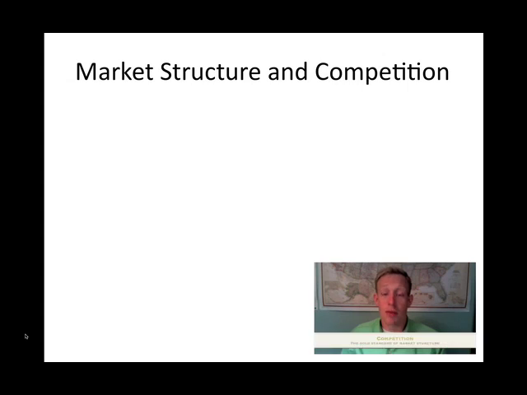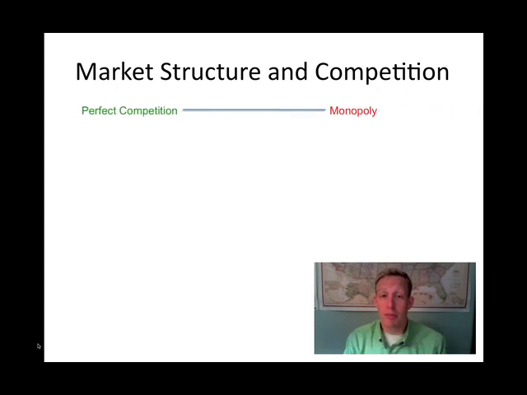Firms take on a number of different forms, but when we look at the way firms operate, one of the key components of that is something referred to as market structure. Market structure involves the number of firms in an industry and the power that those firms wield within that industry. As such, there are two extremes when it comes to market power.